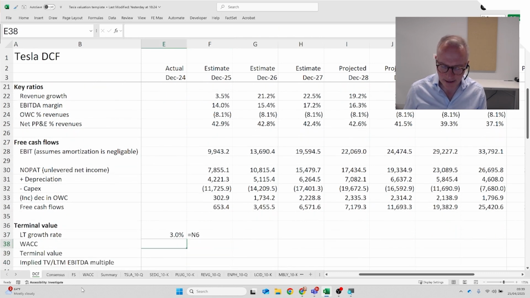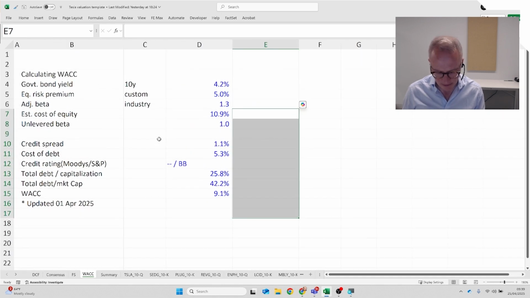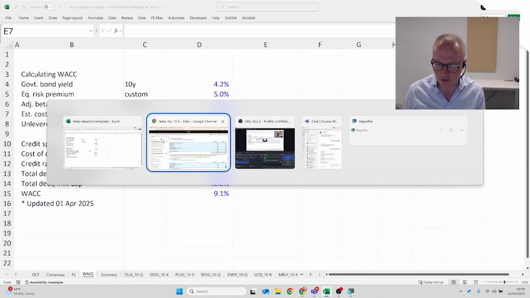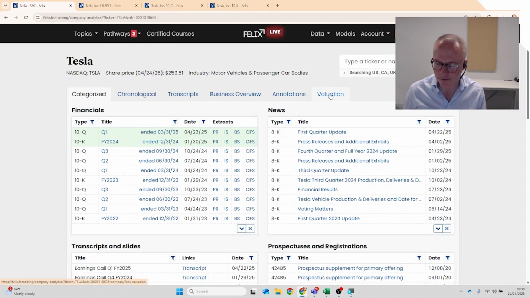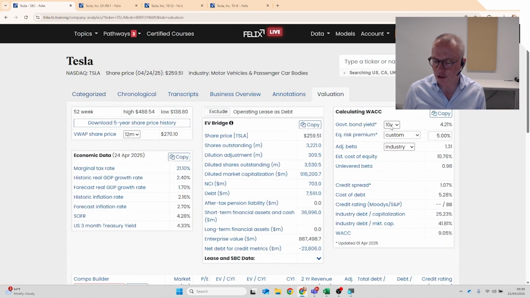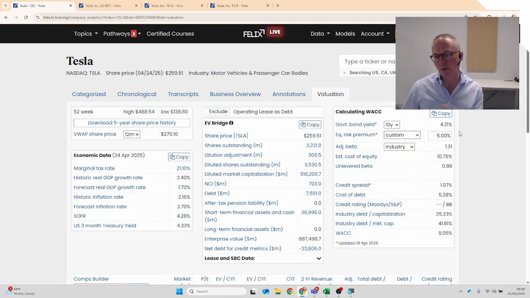And then for my WACC calculation, I've actually taken this from Felix. There's a little WACC calculator. So let me just show you where this comes from. So if I go to Felix and the valuation, there's a little WACC calculator. We've got a 10-year US government bond. I've made an estimated risk premium of about 5%. You can do like a 30-year average, but you get some pretty high numbers, particularly in the current market. So I'm actually going to keep it at 5%. Certainly that's around what a lot of banks are using.